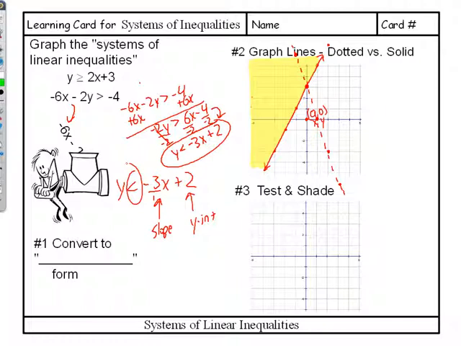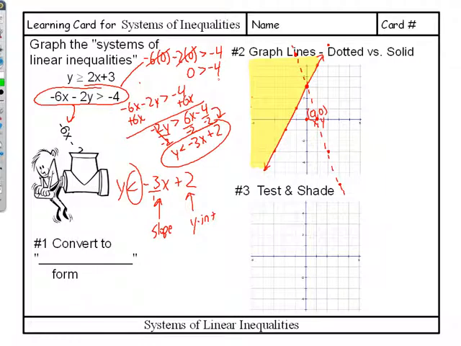Now what if I had messed up and I forgot to flip that symbol? Well, here's where I'm going to catch it. I'm going to again test 0, 0 and check it in the original inequality. Give myself a little room. Negative 6 times 0 minus 2 times 0. You're really going to see why it's so easy to use 0, 0, because 0 times negative 6 is 0. Negative 2 times 0 is 0. So it ends up being 0 greater than negative 4.